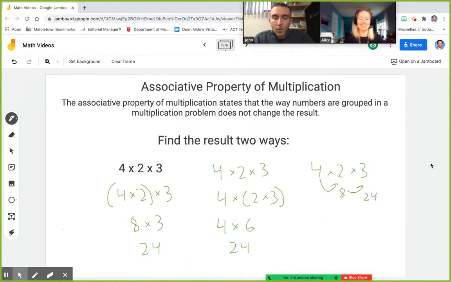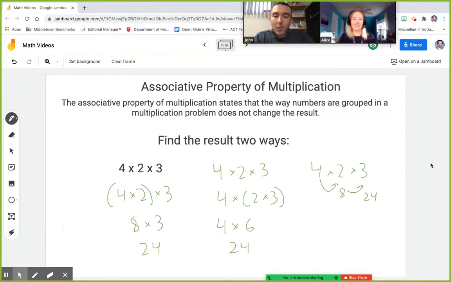John, what are your thoughts? I think one of the great things about associative property is if a student knows their 3 times tables or 2 times tables a little bit better, they might want to do 2 times 3 first to get the 6, and then go ahead and do 6 times 4. So it offers students multiple entry points to find the product at the end.